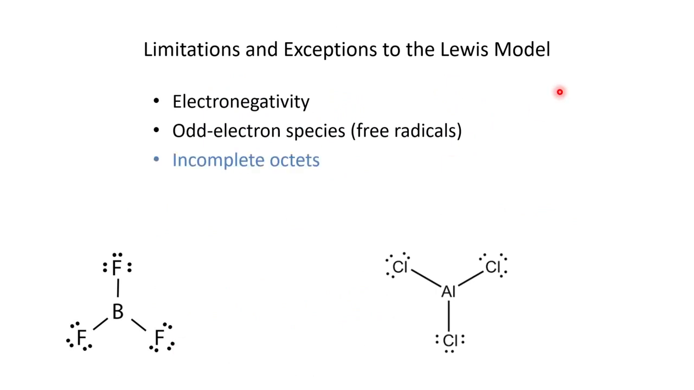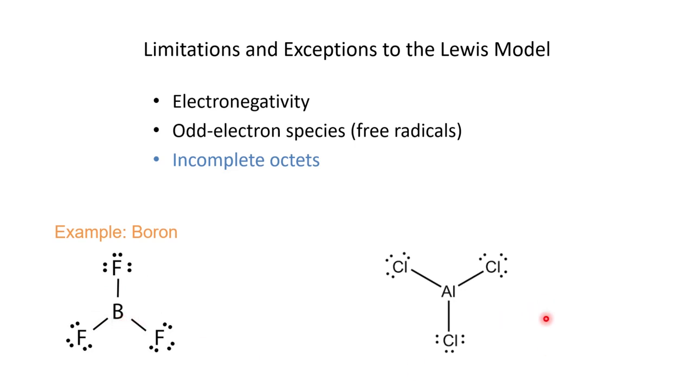Another limitation and exception to the Lewis model are these incomplete octets. So we have a couple of examples here. Let's look at boron first. You'll notice here that boron only has 3 lone pairs, which means it has a total of 6 electrons, and it doesn't have an octet. Fluorine, these have their octets satisfied because there's 2 here, 4, 6, 8. So each fluorine has this.